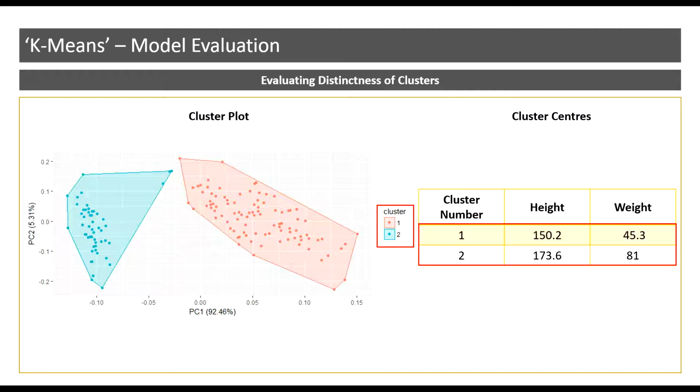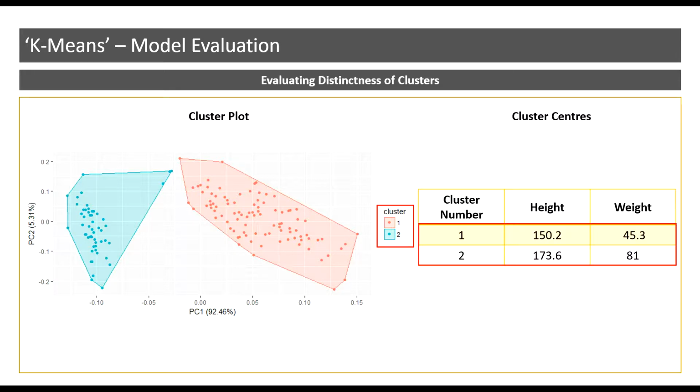Cluster 1 consists of people who approximately have a height of 150 centimeters and weight of 45 kgs. And cluster 2 consists of people who approximately have a height of 170 centimeters and weight of 81 kgs. So, the first cluster seems to have shorter people with correspondingly lower weight, whilst the second cluster seems to have taller people with relatively higher weight. Hence, we can safely say that these two clusters are distinct.